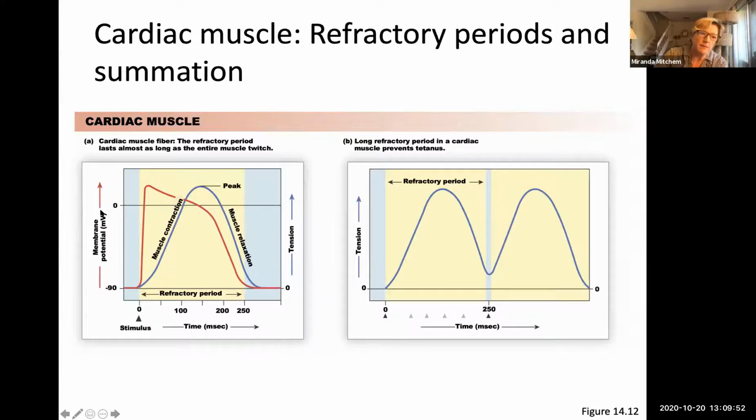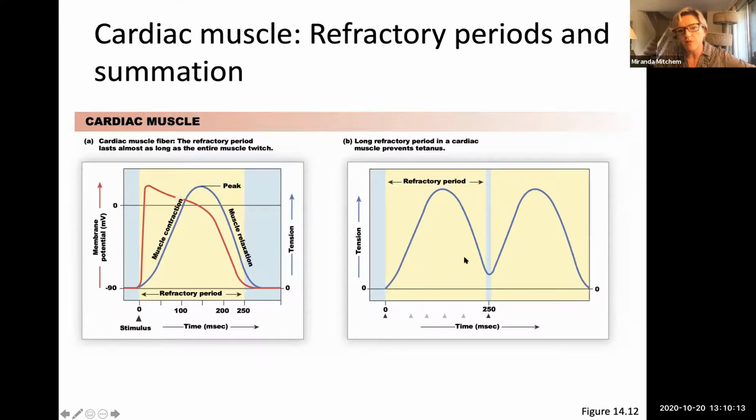So we've got membrane potential on the y-axis, also tension. It depends what line you're looking at. So for the action potential, it's membrane potential. For the muscle, it's tension. So look over here in part B, we're looking at just the contraction cycle, but look at it.